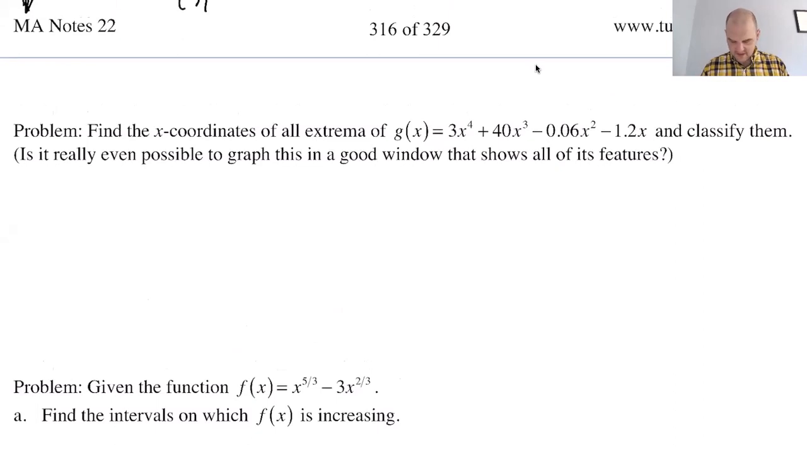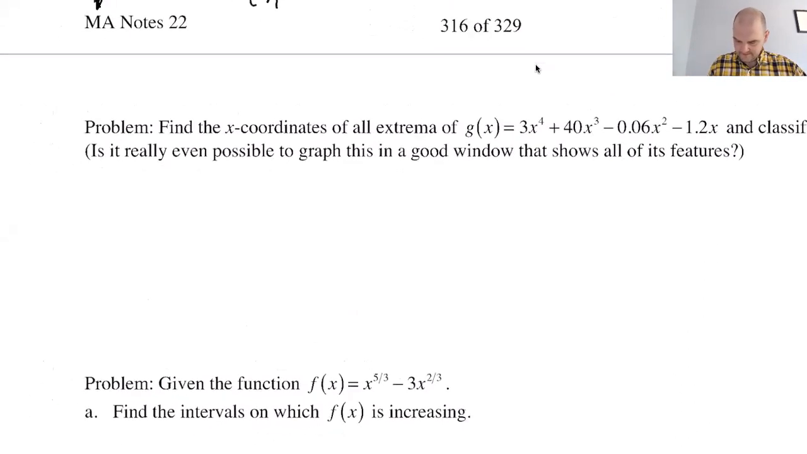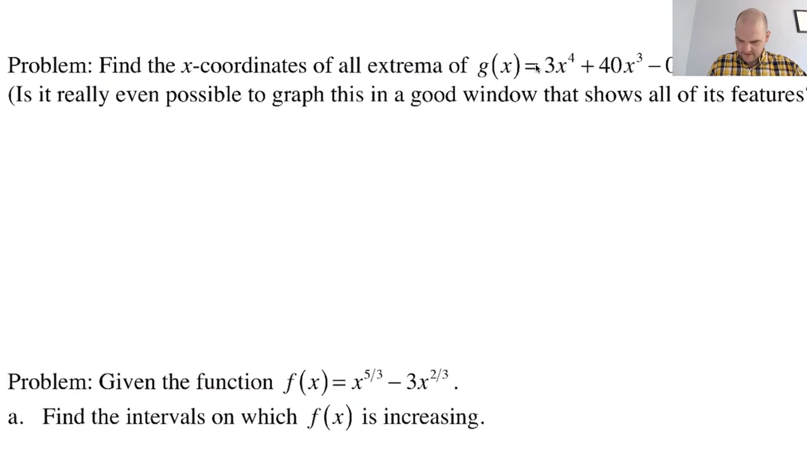We're going to find the x-coordinates of all extrema of g of x equals 3x to the fourth plus 40x cubed minus 0.06x squared minus 1.2x, and then we're going to classify them. It also asks, is it really even possible to graph this in a good window that shows all of its features? I don't know. Let's find out. So we need the derivative.